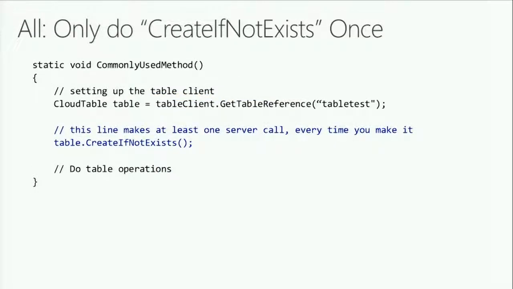One other one we see, I've made this mistake, and we've seen it a number of times. Make sure that this line, create if not exists, is not in your mainline code repeatedly. This line of code always makes at least one server call, and usually isn't necessary once you've created your applications' tables. So typically you'll want to pull those out, create all your tables up front, and then let your mainline code just focus on the operation it's performing, not making sure that the table exists.